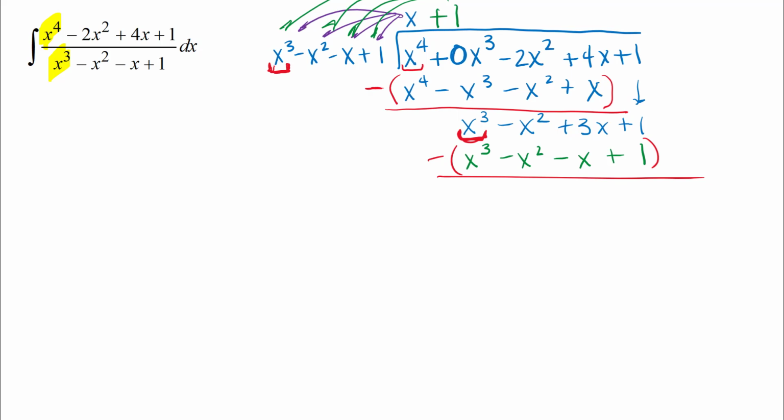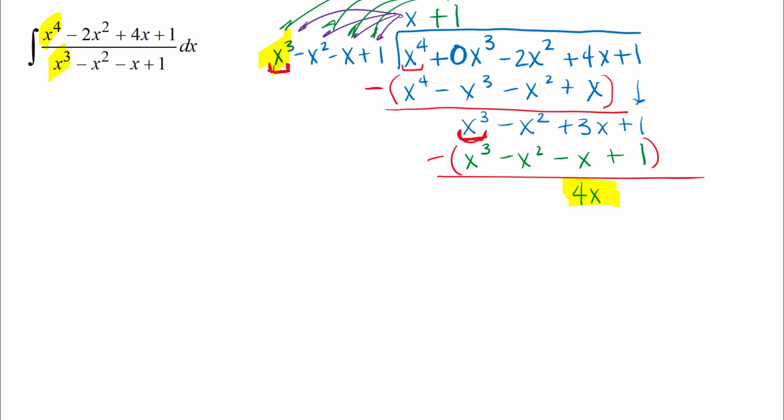Okay, so x cubed minus x cubed will be no x cubed terms left. And then negative x squared minus negative x squared, so that'll be plus x squared. There's no x squared terms left. And then 3x minus negative x, so that'll be plus x, so 3x plus x is 4x. And then for the constant terms, 1 minus 1 will be 0. Okay, so at this point the degree of what I have left is less than the degree of what I'm dividing in, so that's when I'm done with my long division.